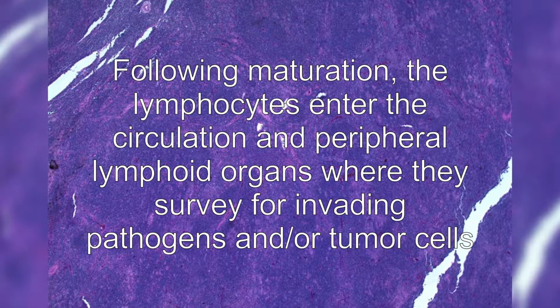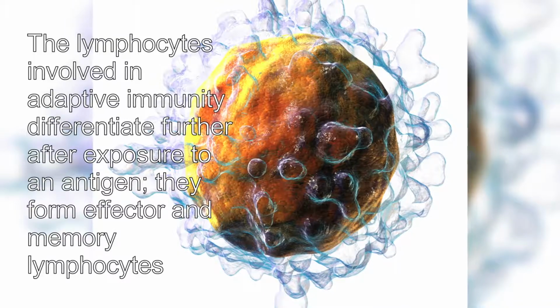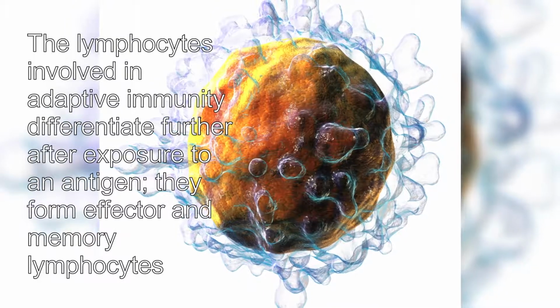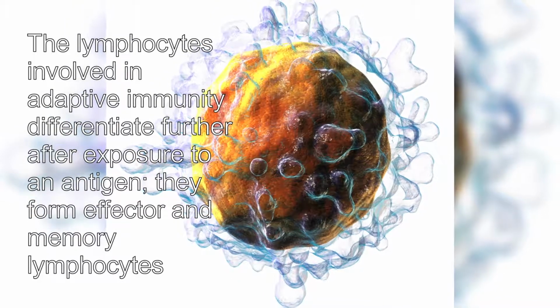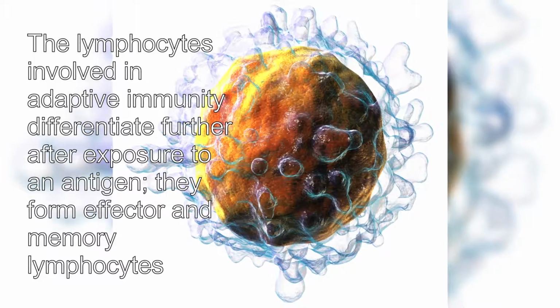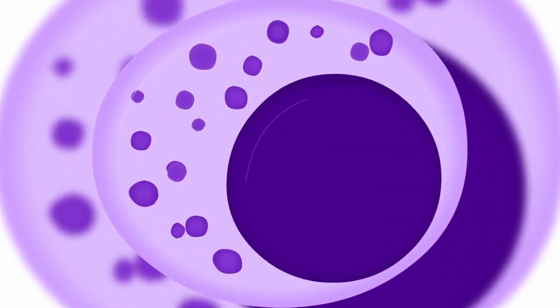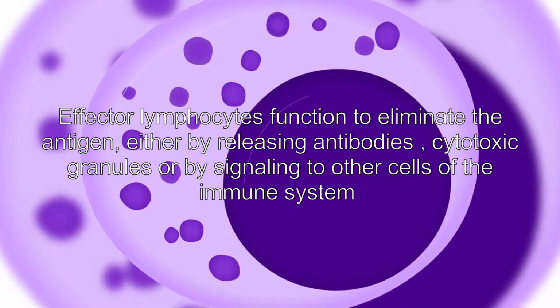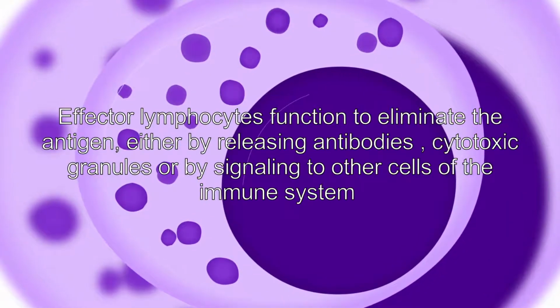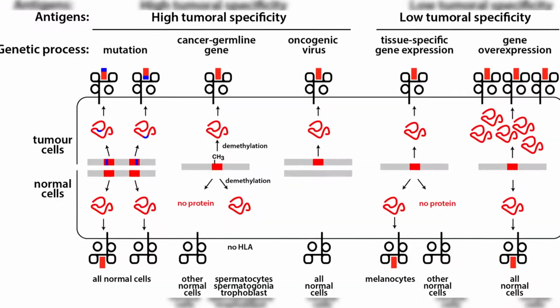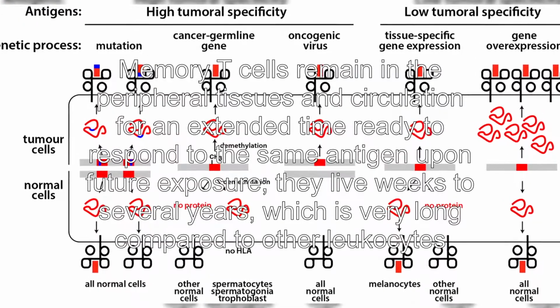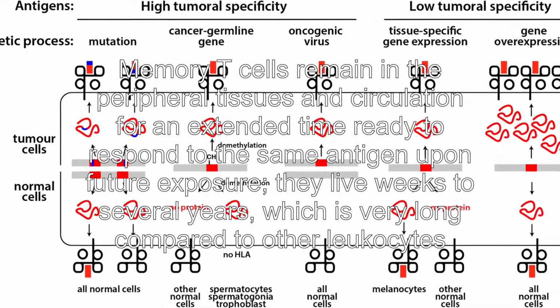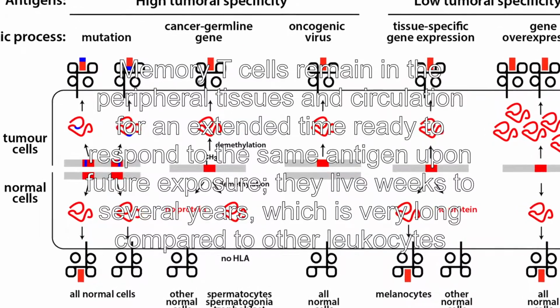They form effector and memory lymphocytes. Effector lymphocytes function to eliminate the antigen, either by releasing antibodies, cytotoxic granules, or by signaling to other cells of the immune system. Memory T cells remain in the peripheral tissues and circulation for an extended time, ready to respond to the same antigen upon future exposure. They live weeks to several years, which is very long compared to other leukocytes.